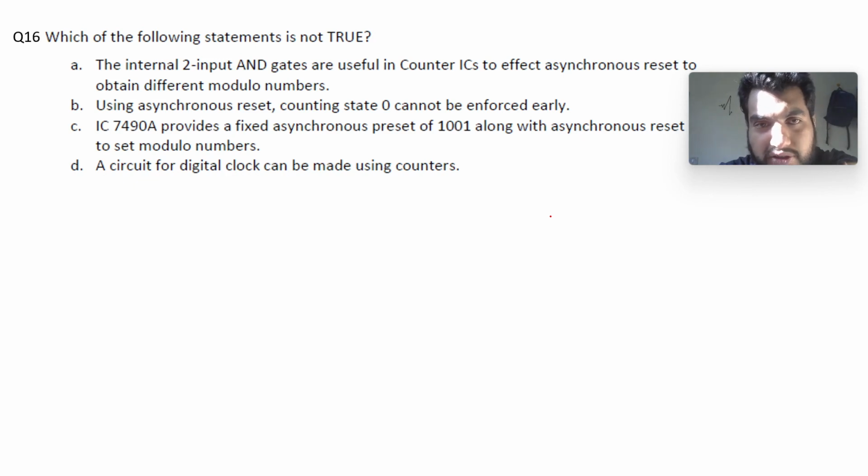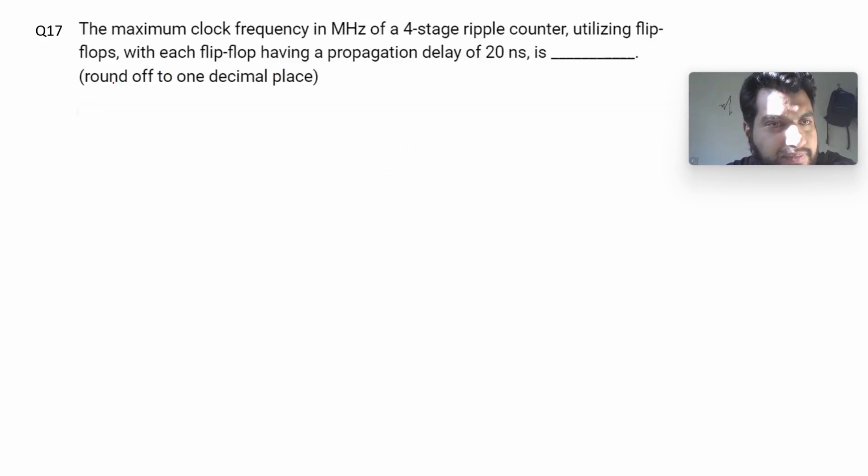And option B, using asynchronous counter, counting state 0 cannot be enforced early. This is a wrong statement. This is a false statement. So the statement which is not true is option B. For more on this, you can refer to your lecture notes.